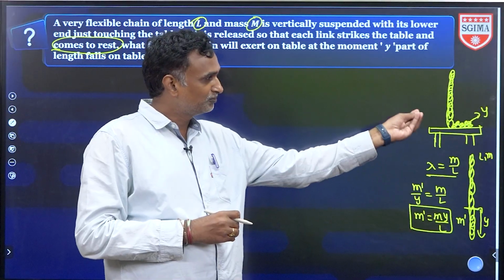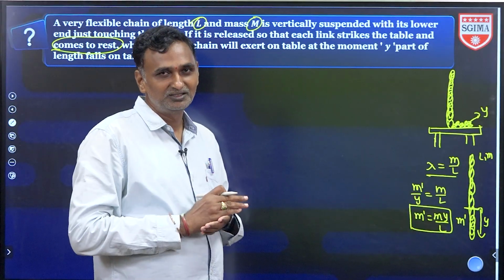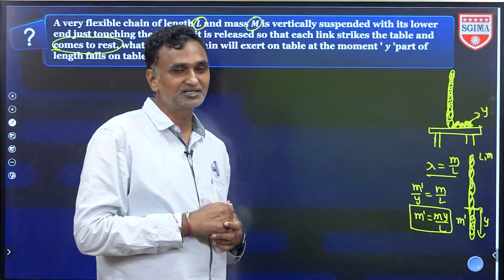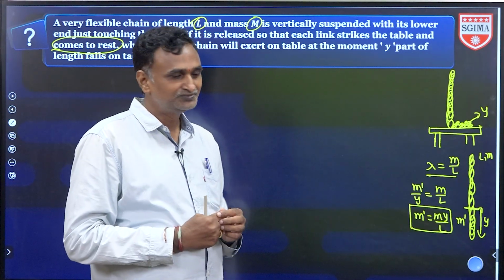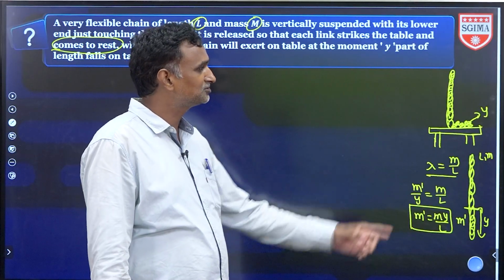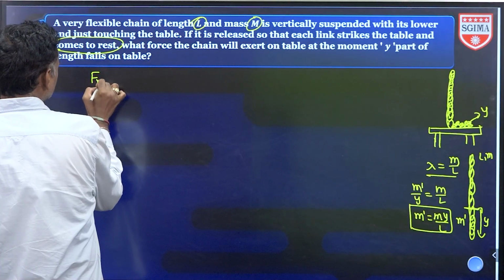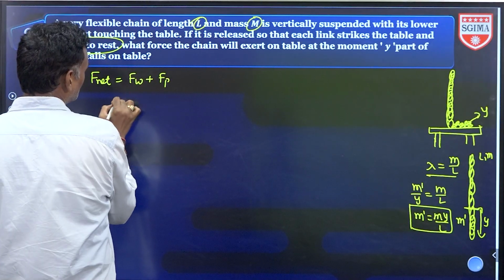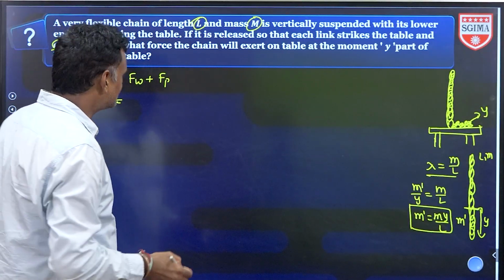Next, collectively grouping some chain part on the table means the mass of the chain on the table is increasing. So there are two reasons by which the table can experience some force. That is, one force due to weight, another force due to change in momentum. That is the net force experienced by the table in this question. So F net can be taken as force due to weight plus force due to change in momentum, and simply the force due to weight is explained as mg.